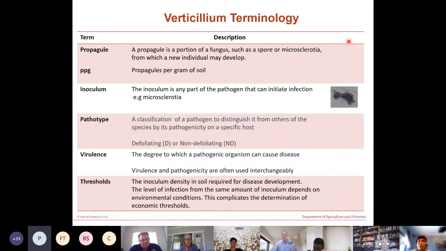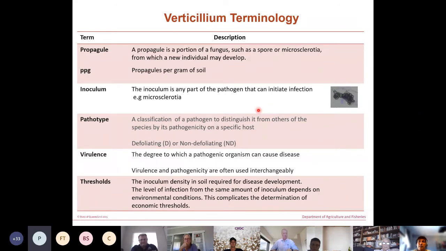A propagule. So it's any portion of a fungus, such as a spore or microsclerotia, from which a new individual can develop. So when you might see a measurement of propagules per gram of soil, such as ppg, it's a portion of that fungus that's been measured in the soil so that we can quantify that pathogen in the soil.